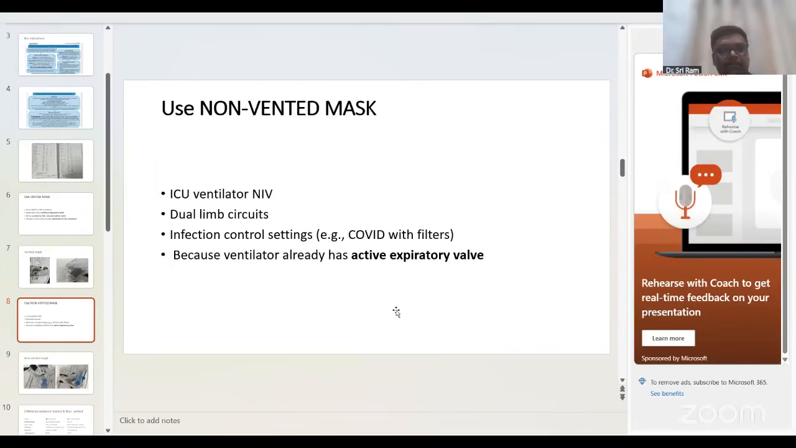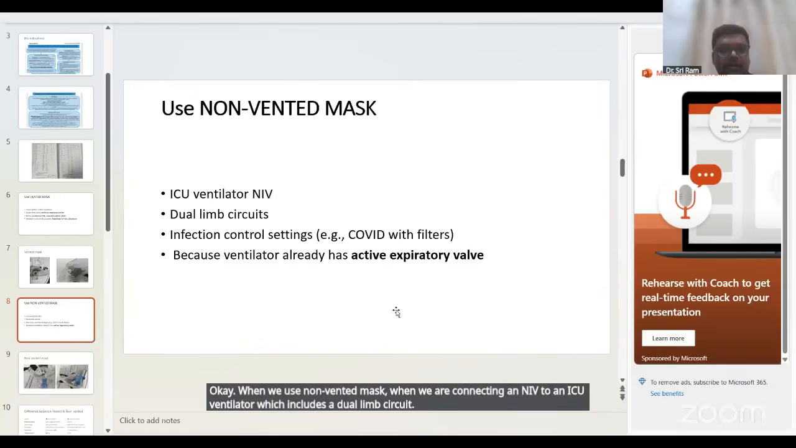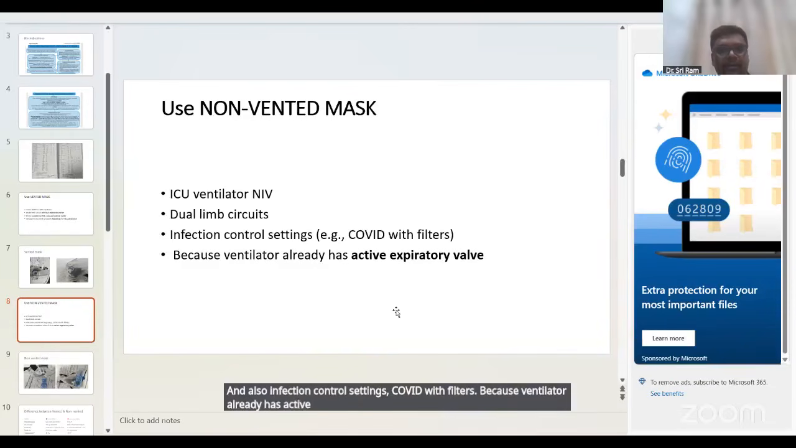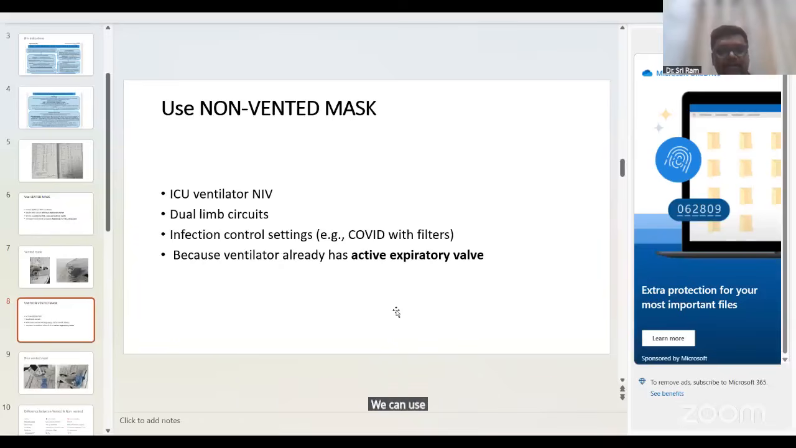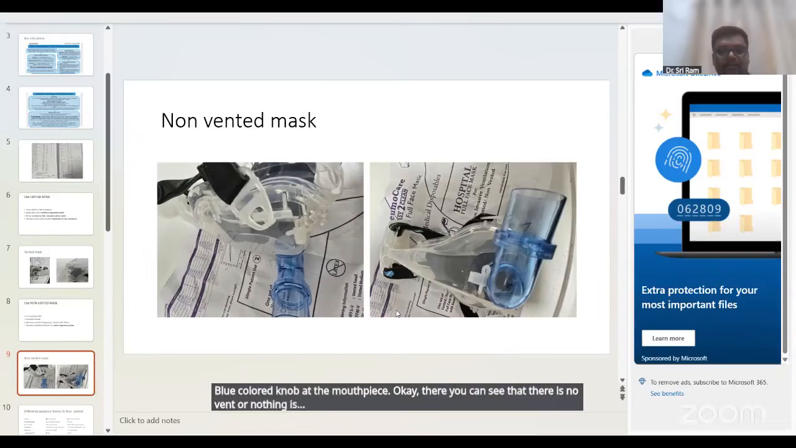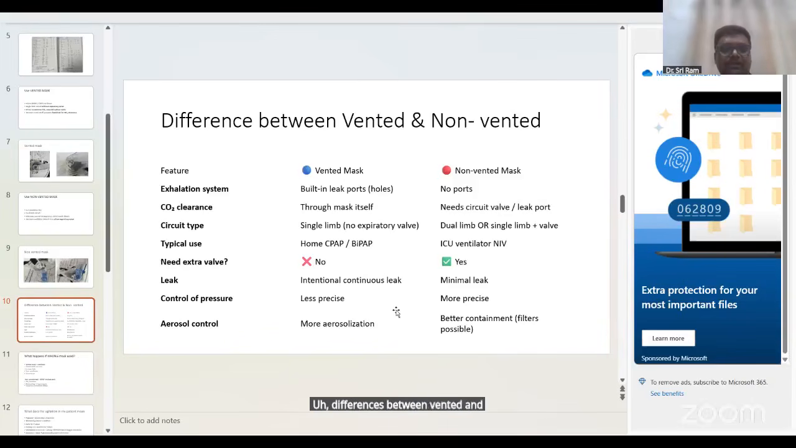Okay. We use a non-vented mask when we are connecting NIV to an ICU ventilator, which includes a dual limb circuit, and also in infection control settings, like COVID, with filters. Because the ventilator already has an active expiratory valve, we can use this non-vented mask. And it looks like this. It will have a blue colored knob at the mouthpiece. Okay, there you can see that there is no vent or nothing at the mouthpiece.